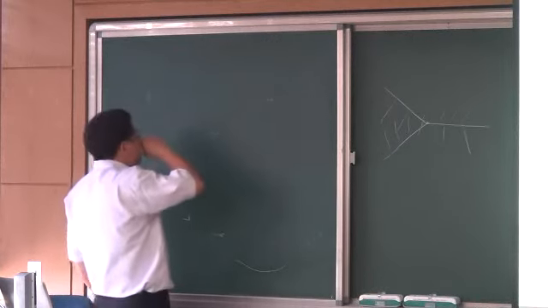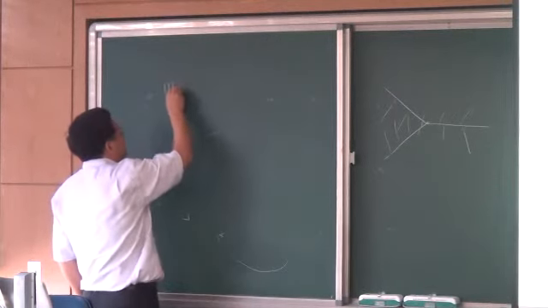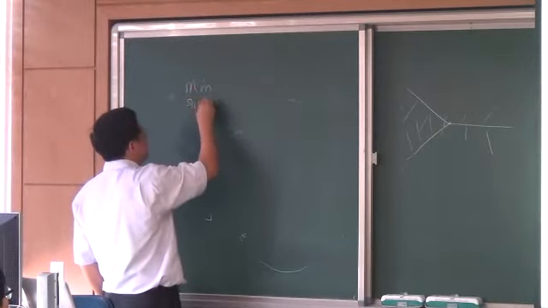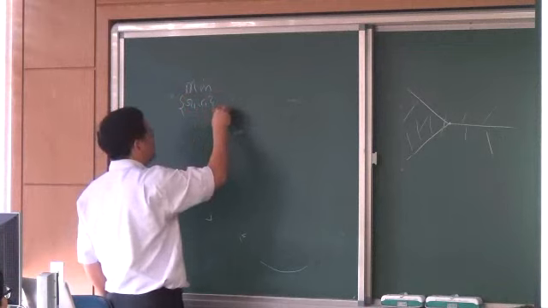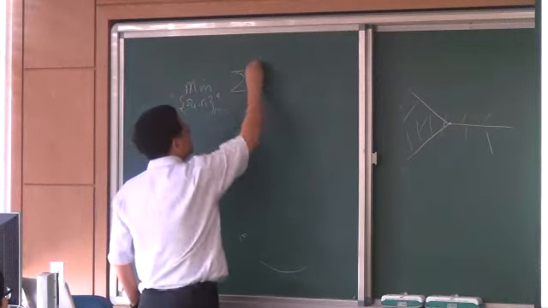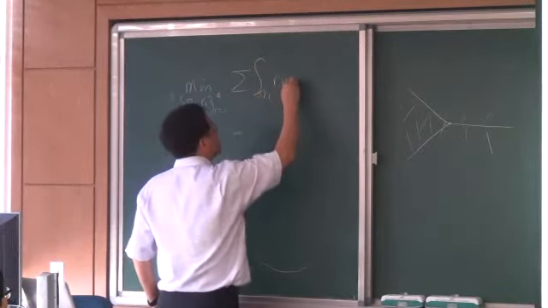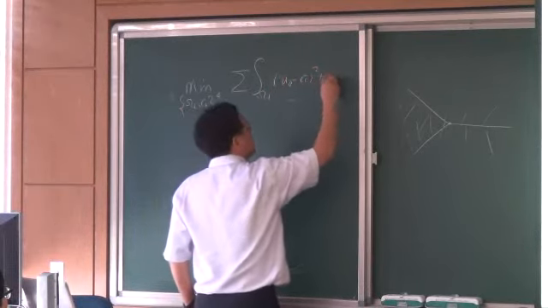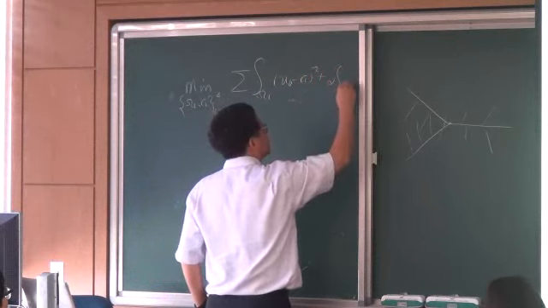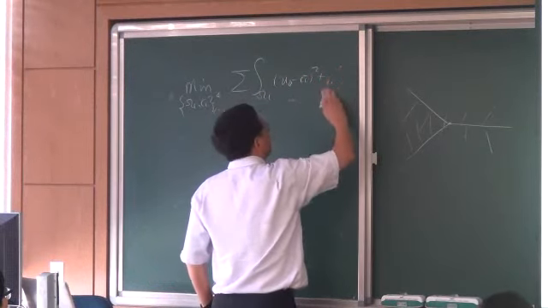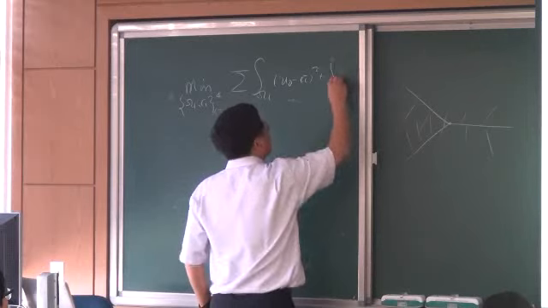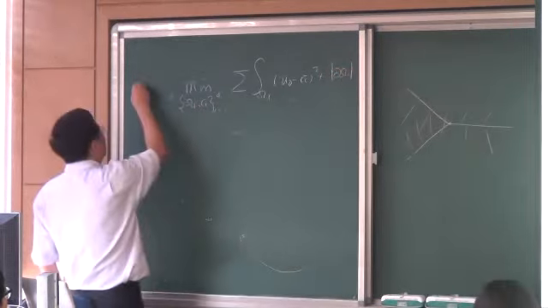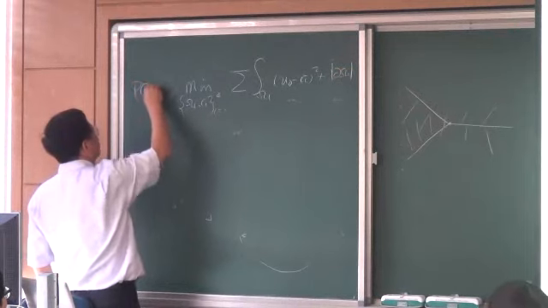So therefore you can write this as minimize over omega i, ci from 1 to 4, the sum of the integral over omega i of u0 minus ci squared, plus alpha times the length. The original one will be the length of omega i. So this is the original piecewise constant one for sure.